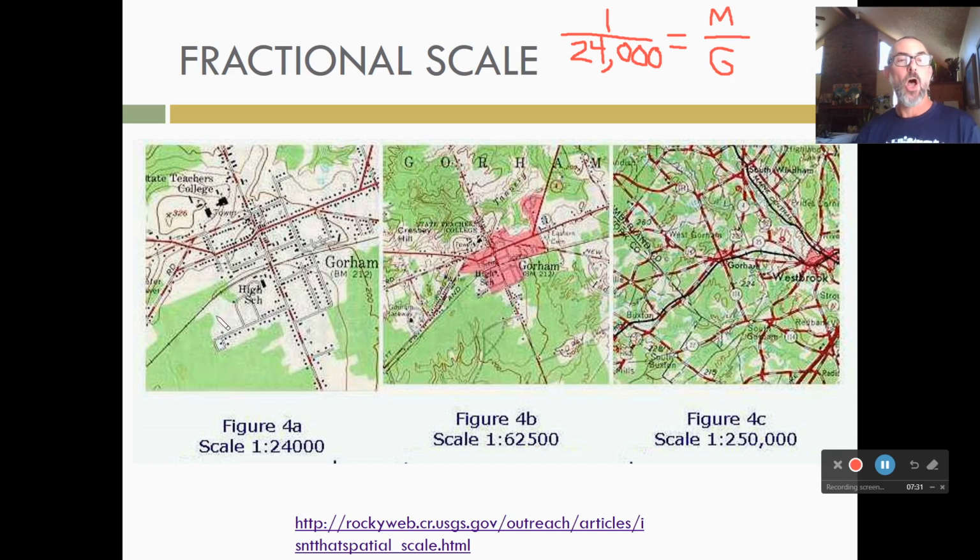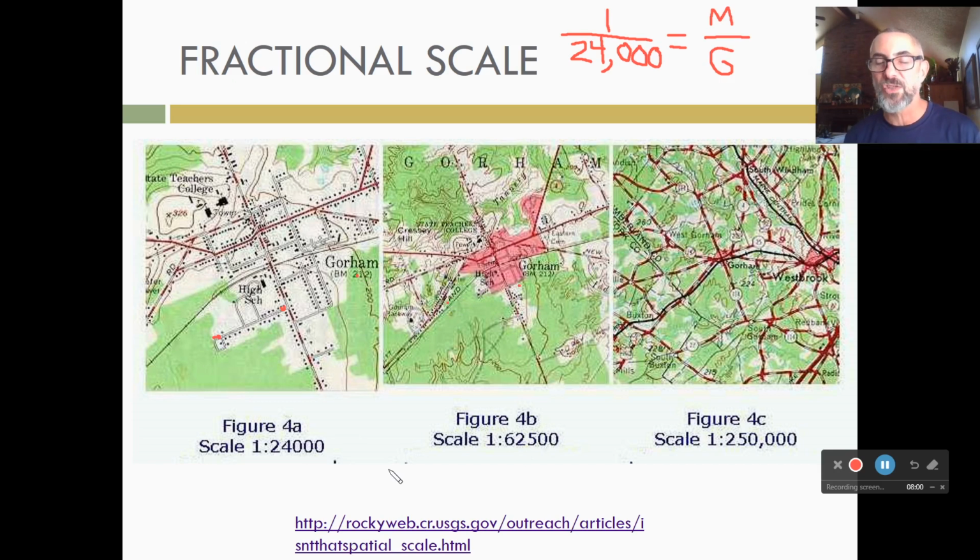So 1 inch on this map, because this is the scale, if the distance from there to there is 1 inch, then in reality, the distance from there to there is 24,000 inches. 1 inch from here to here on this map, in reality, is 62,500 inches. 2 inches from there to there is 2 times 24,000, 48,000.